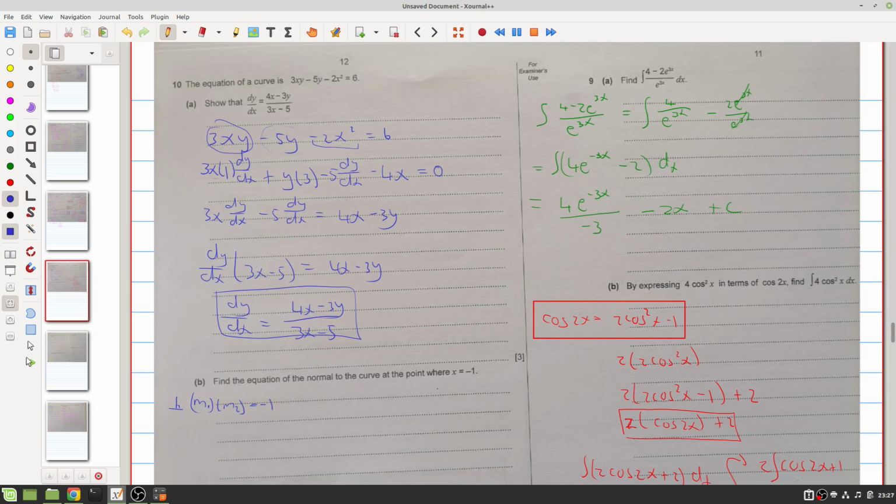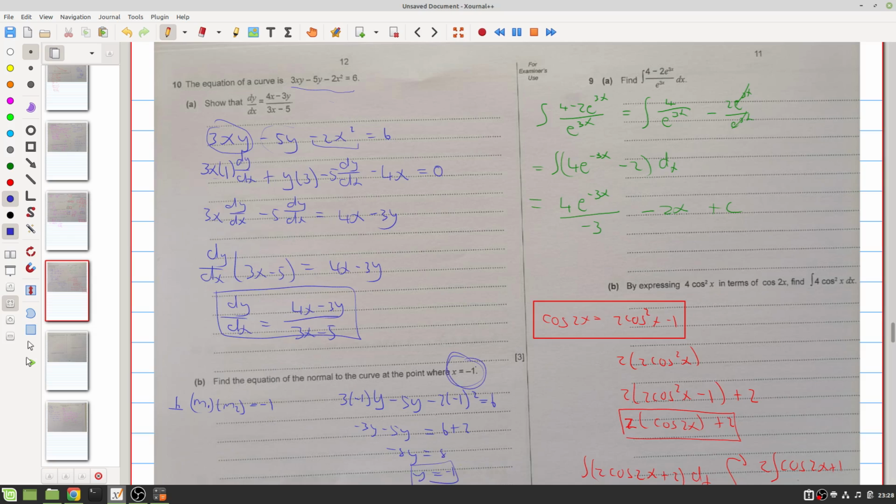So let's find the gradient of the tangent at this point. First let's find a point. If x is -1, what's y going to be? So let's plug in x equals -1 there. So 3 times -1 times y minus 5y minus 2 times -1 squared equals 6. Okay, so that gives us -3y minus 5y equals 6. And then this is 1 times -2 is -2. Take it over, it becomes +2. So -8y equals 8. So y is also equal to -1 at that point.